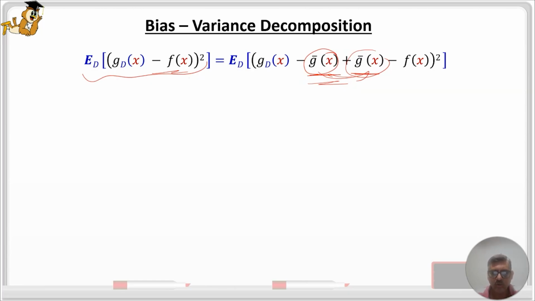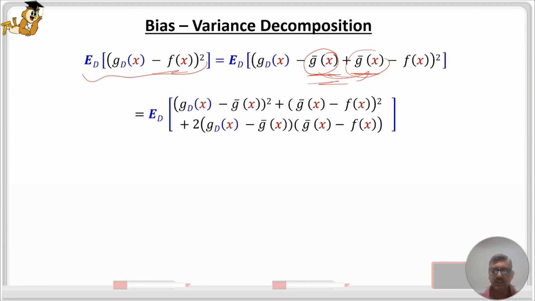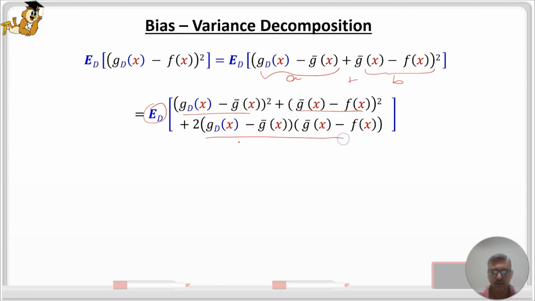What I'm going to do next is simplify this term by using the formula for (a plus b) the whole square. This is my a, this is my b, and I am going to use the formula for (a plus b) the whole square and take the expected value over D of that. So I have a squared plus b squared plus 2ab, right?